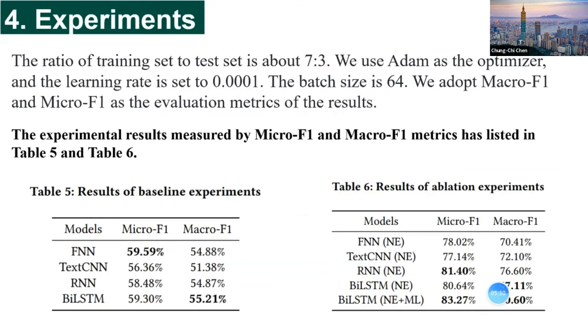The experimental results are listed in table 5 and table 6. We can see that micro F1 is better than macro F1 for the same model. Table 5 shows the performances of the baseline models, and table 6 illustrates the performances of the baseline models with numerical encoding respectively.